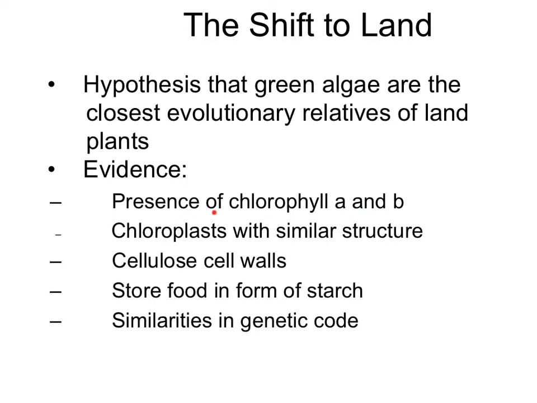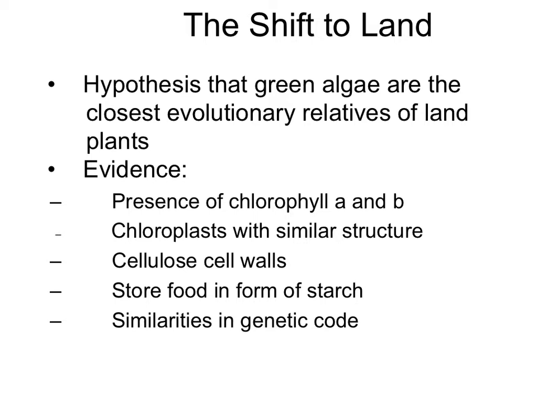And the first one is the presence of chlorophyll A and B. So both green algae and land plants will typically have chlorophyll A and B. Now, chlorophyll is the pigment inside chloroplasts, which of course is responsible for performing photosynthesis. And so they have both types of chlorophyll. It's just a molecule, and A and B are different versions of the same molecule. So not only do they have the presence of the same pigment chlorophyll, but the chloroplasts themselves have a similar structure.